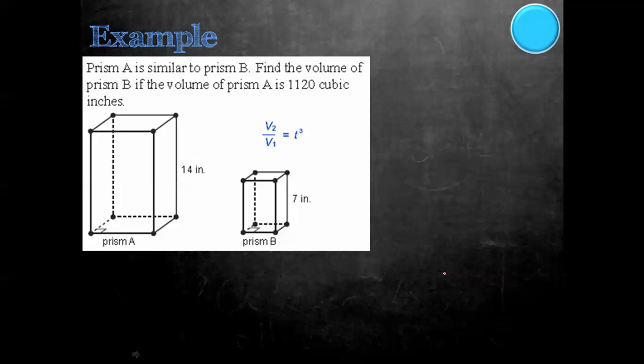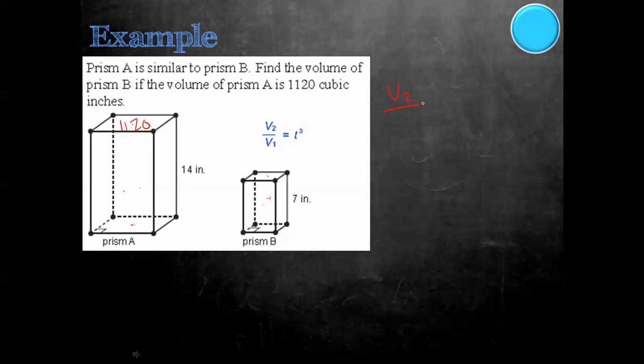So what we are going to start with, it says that prism A is similar to prism B. That means all of their corresponding sides are going to be proportional. They're going to have the same scale factor. We want to find the volume of prism B if the volume of prism A is 1,120. So we're given this one, and we want to know what the volume of this new shape is. This is our original shape, our number 1. That's what we started with, and we want to know the new volume.